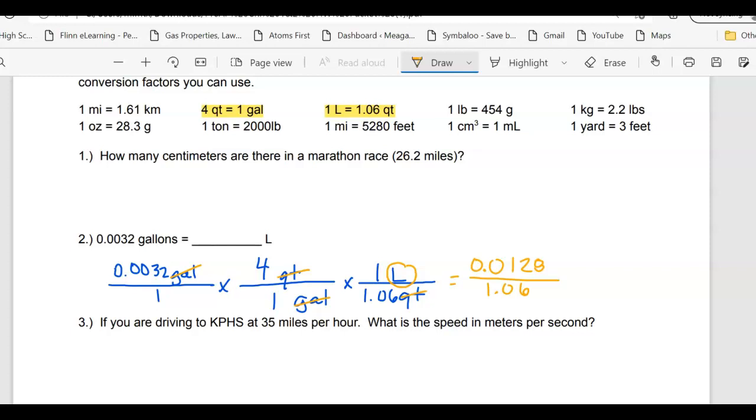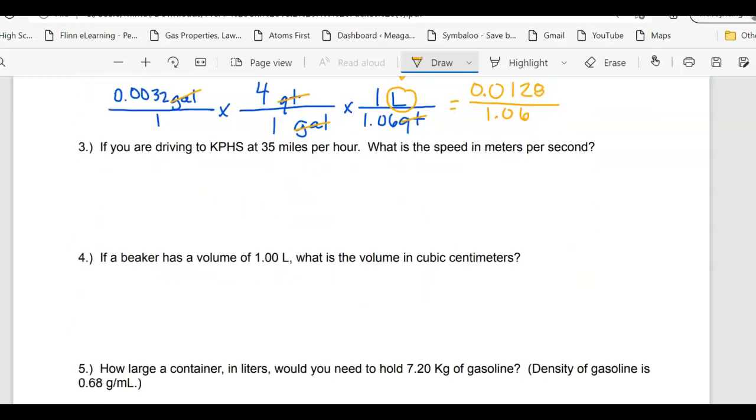Don't forget about significant figures. If you look at the number that you began with, that right there tells you that your answer can only have 2 significant figures. Remember that the leading zeros are not significant, so those would not count. So your answer should only have 2 significant figures, and your unit for your answer should be in liters. Okay? Let's look at number 3.